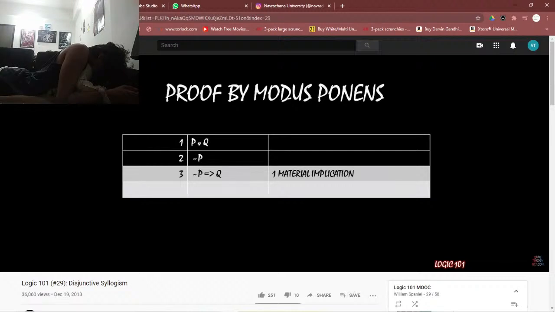Well, now that we have this implication, you'll notice that line 2 tells us that the antecedent of the implication is true. The implication is not P implies Q, and we actually know that not P is true. And so if we apply modus ponens to that, using lines 2 and 3, we get that the consequent of the implication must be true as well. Q must be true. And that is exactly what we saw with disjunctive syllogism.